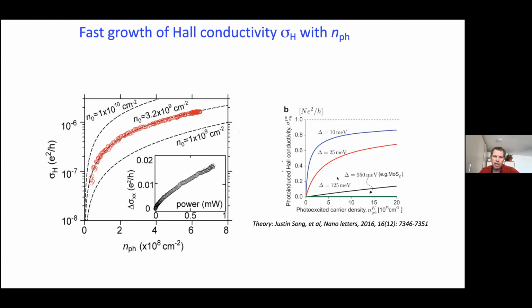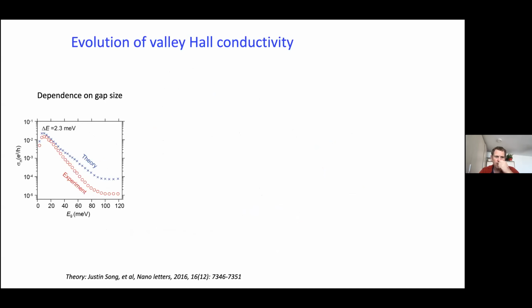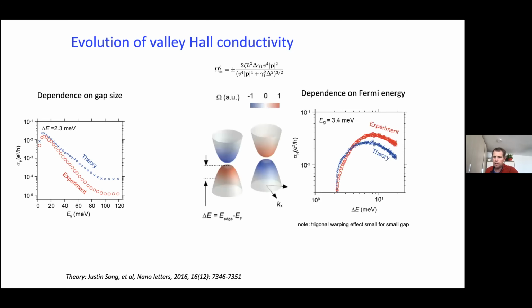But now let's have a look in more detail at what happens when we change the band gap and when we change the carrier density. So first of all, changing the gap size. When we change the gap size, we basically see that the Hall conductivity is 0 at 0 gap. Then we open a small gap, then it shoots up, and then it increases rapidly. That's also what the theory predicts, and that's perfectly consistent with the Berry curvature in bilayer graphene.